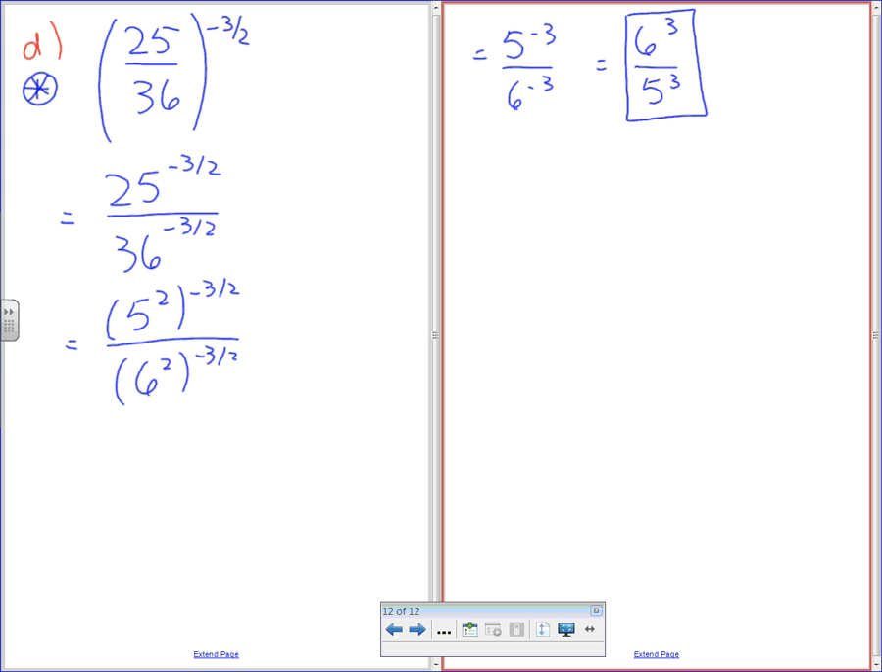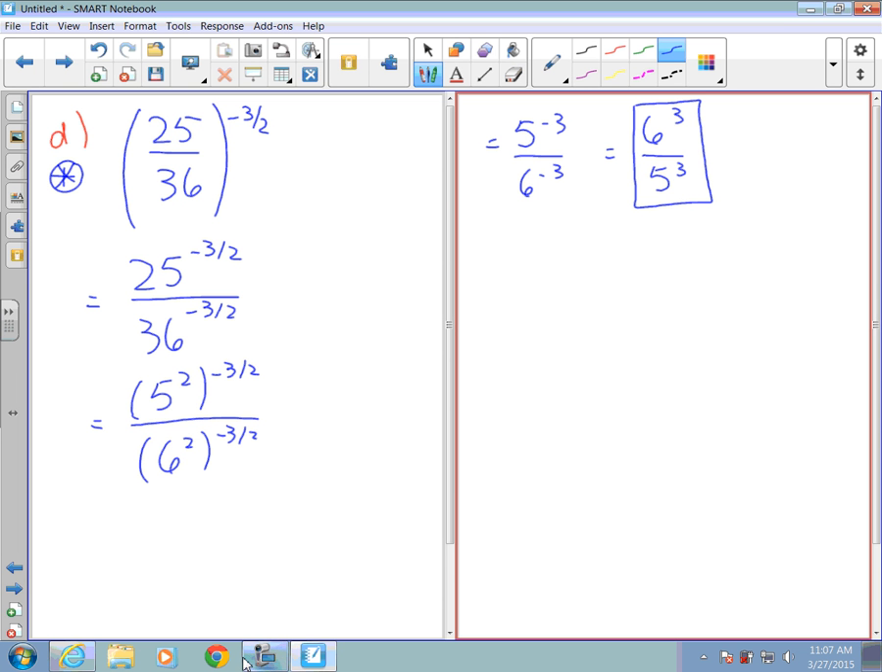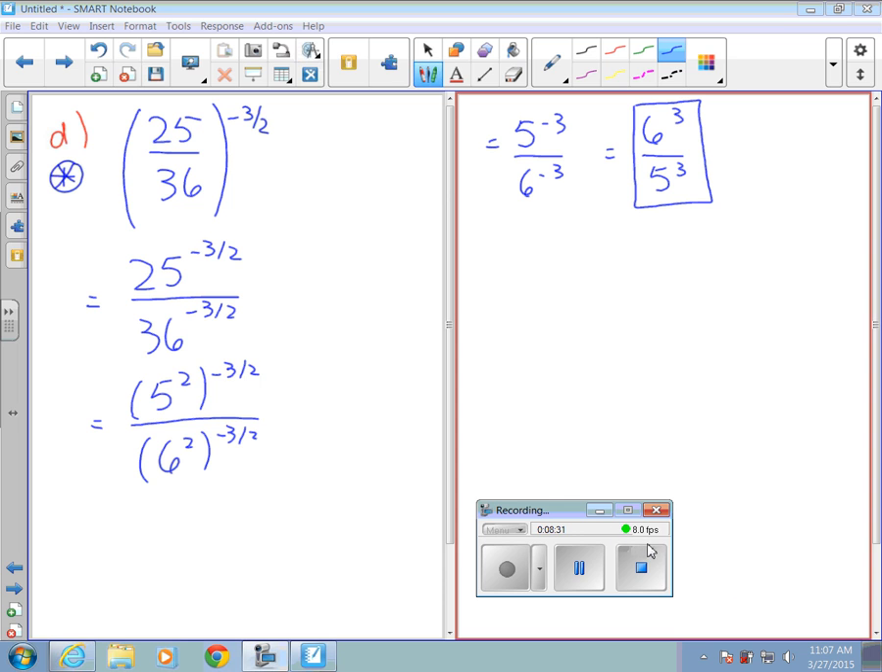Okay, is it sinking in for people? It's just another algebra for exponents. That's all it is. Remember, negative means flip from numerator to denominator, and the same thing with the denominator to the numerator. It's like 6 times 6 times 6 or 5 times 5 times 5. Okay, let me hit pause in the video here, and then we'll keep going.